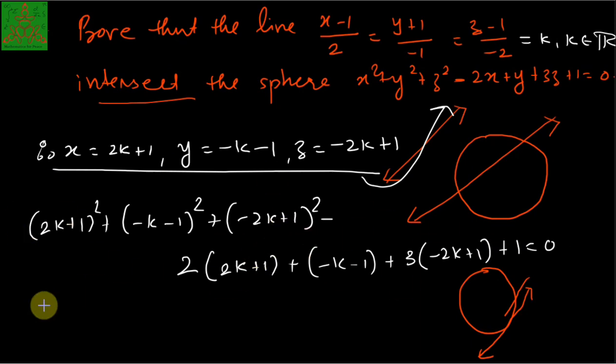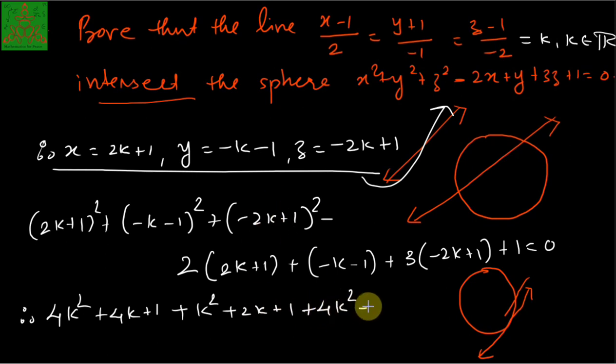Let us simplify. This will give you 4k square plus 4k plus 1, plus k square plus 2k plus 1, plus 4k square minus 4k plus 1. This is 4k plus 2. This is minus k minus 1. This will be minus 6k plus 3, plus 1 equal to 0.